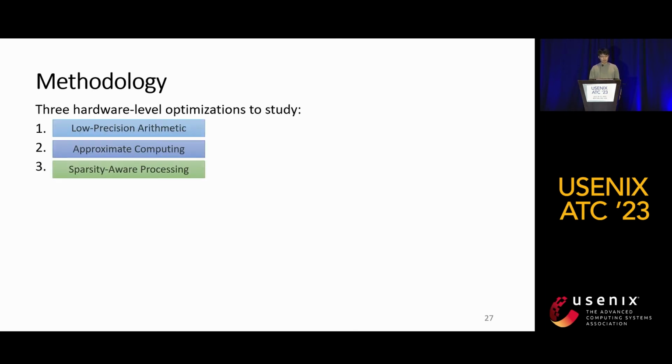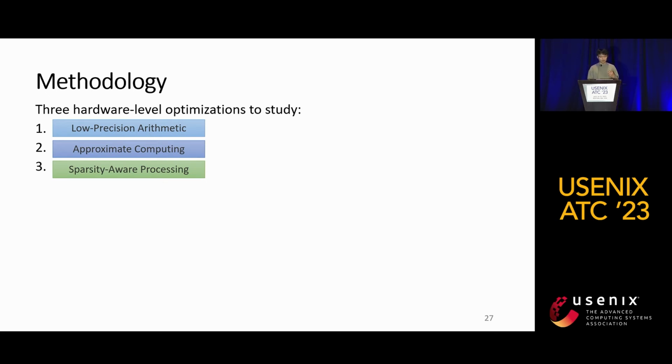In this work, we focus on 3 important kinds of optimizations, namely low precision arithmetic, approximate computing, and sparsity-aware processing. But for the purpose of this talk, I'll be focusing on low precision arithmetic. Feel free to check the paper for the other 2 kinds.